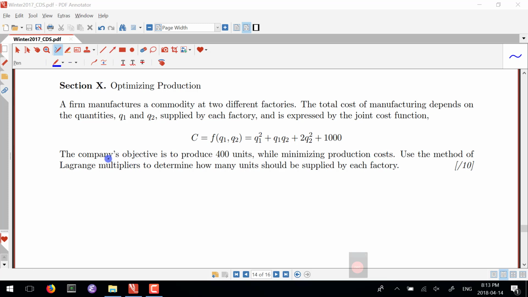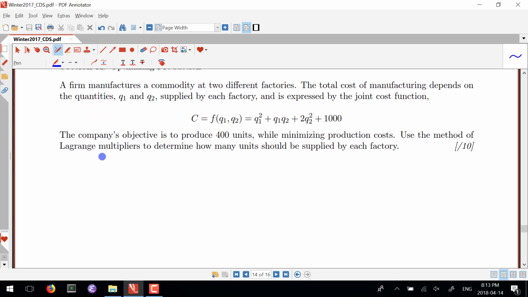Now their total objective is to produce 400 units while minimizing production costs. So here we have a constraint. They have to produce 400 units, and we have a goal or an optimization problem, which is to do that while minimizing the production costs. And this is naturally a Lagrange multiplier question, which is perfect for optimizing a function given a constraint.